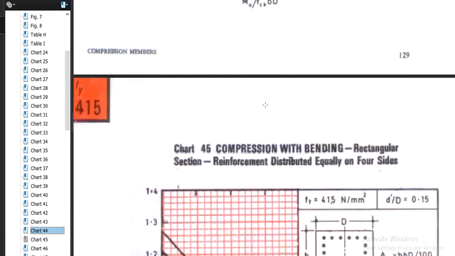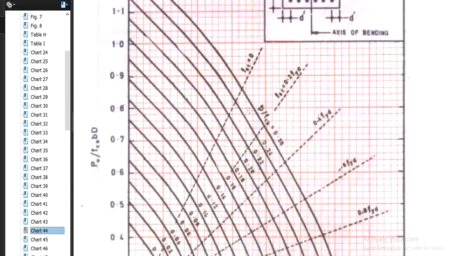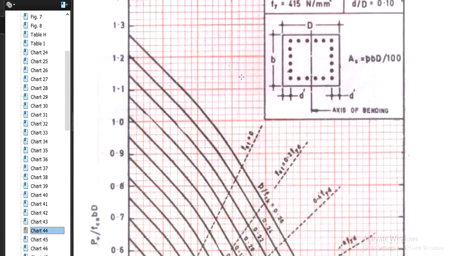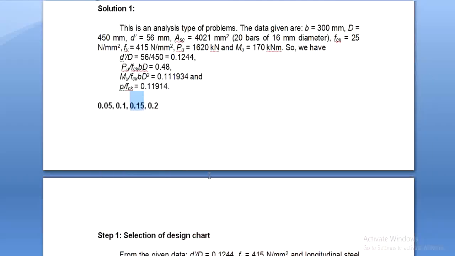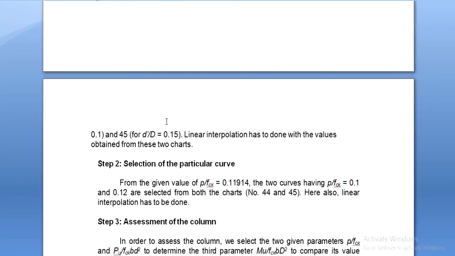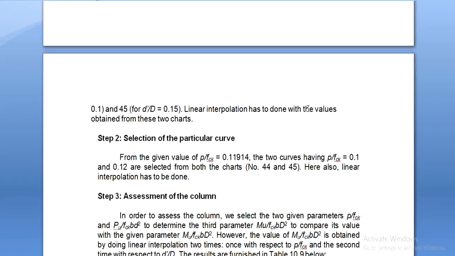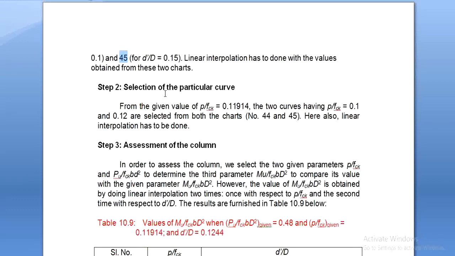So after selecting both these charts, the next thing I have to do is, after selecting the charts, chart number 44 and 45 I have selected. 45 is the chart number for d dash by d equal to 0.15. Linear interpolation I am going to do.